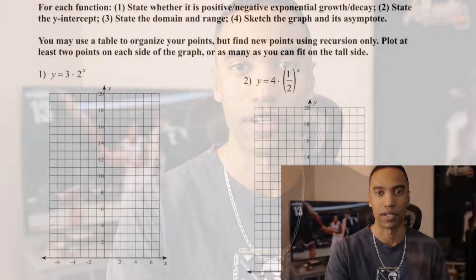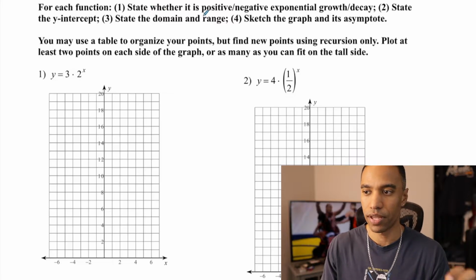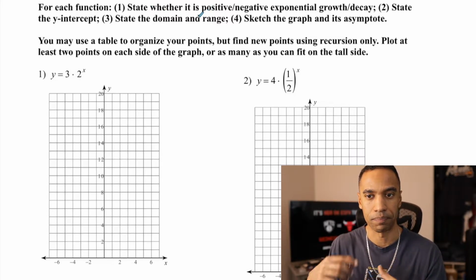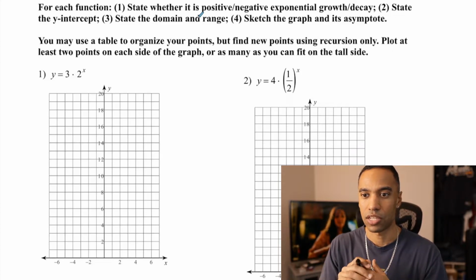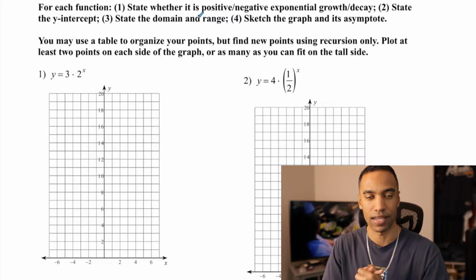So I'm going to go ahead and get started, guys. And we are going to do the following. For each function, we're going to state whether it is a positive or negative exponential growth or decay function, and then state the y-intercept and state the domain and range, and we'll sketch the graph and its asymptote.